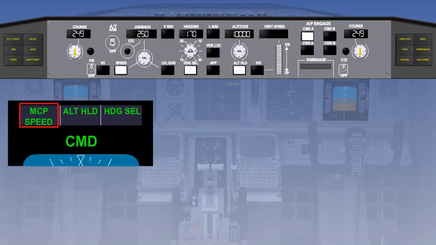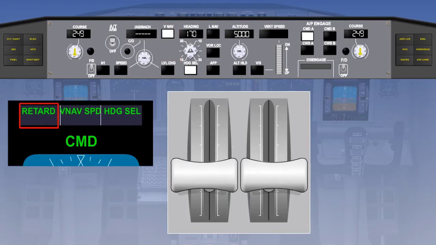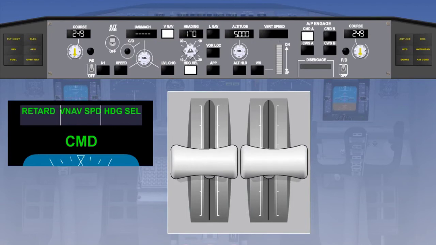The auto throttle engages and enunciates retard during level change and vertical navigation descents. Retard changes to arm when the thrust levers reach the aft stop, or when manually prevented from reaching the aft stop.